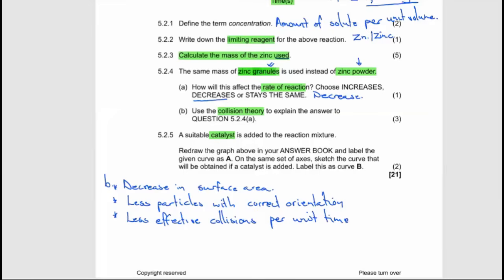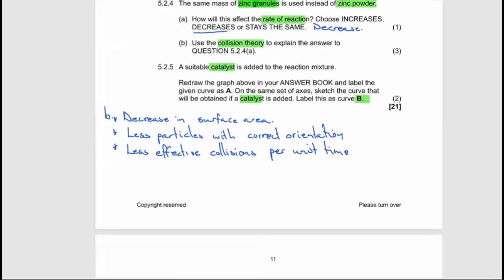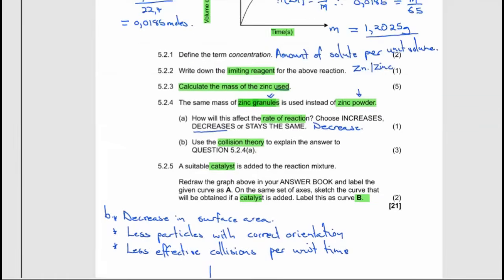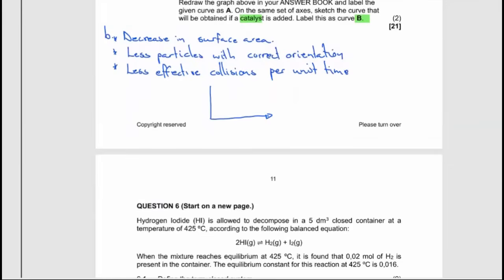And then on the same set of axes, sketch the curve that will be obtained if a catalyst is added, and label this one curve B. So what I'm going to do is copy that one down there. I just redraw it. What was I having? Time and volume of what? Time, I'm actually going to say time in seconds. And then here I'm going to have my volume again, in cubic centimeters. I will leave it like that.